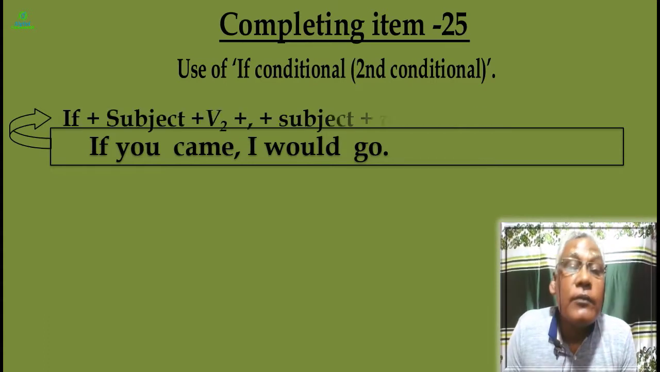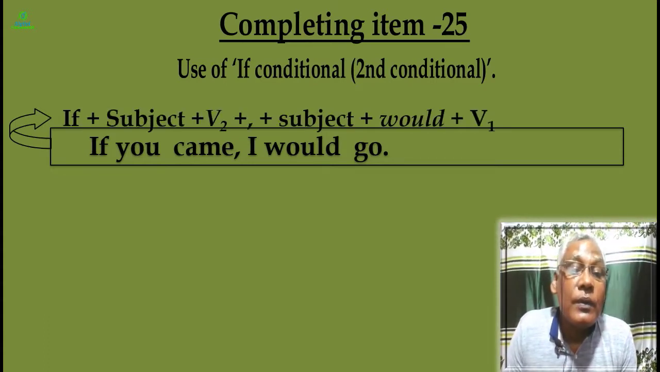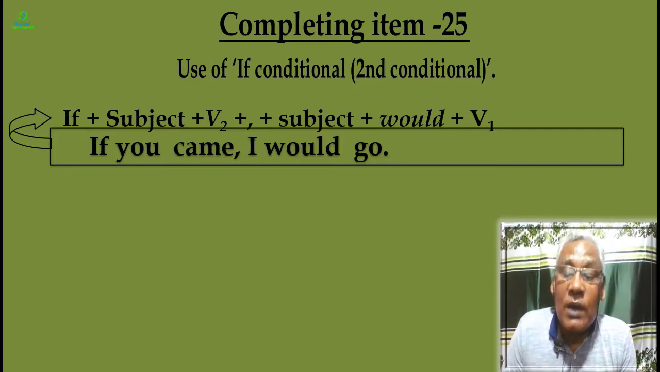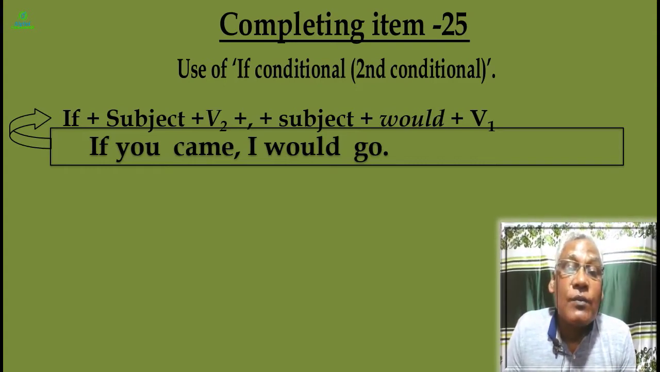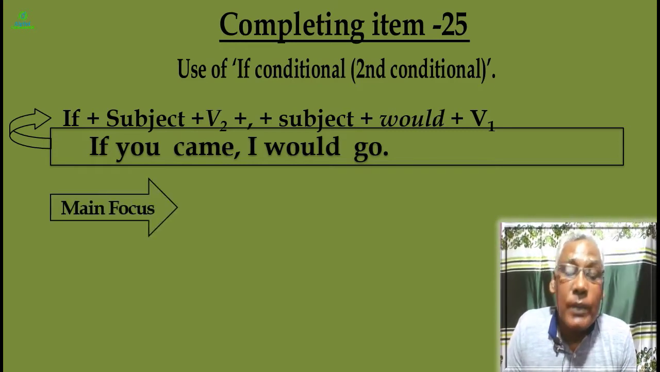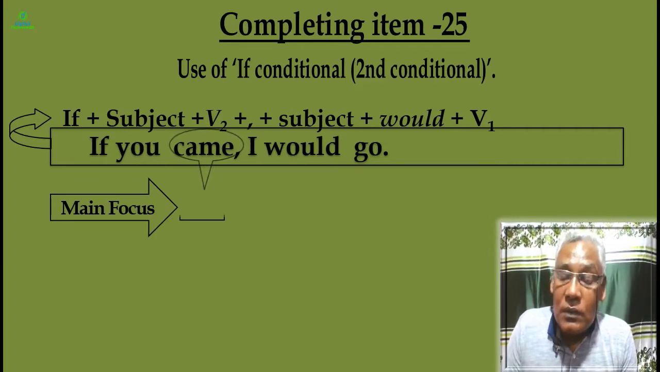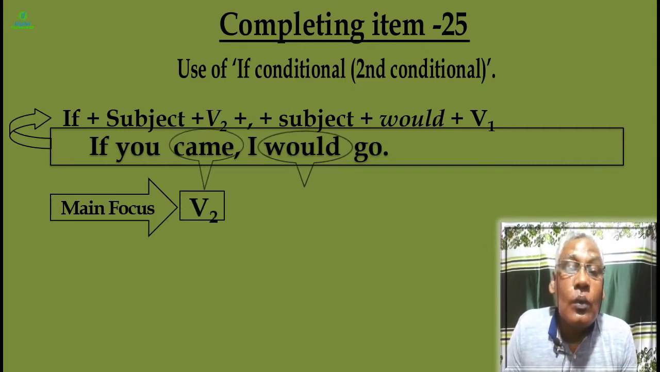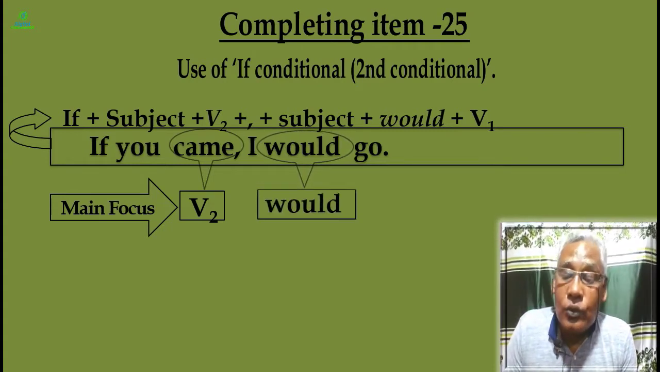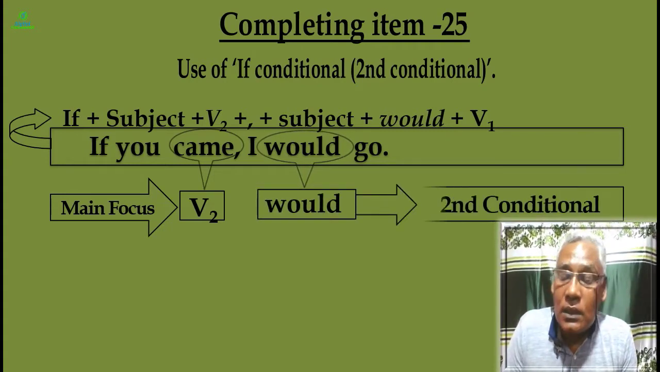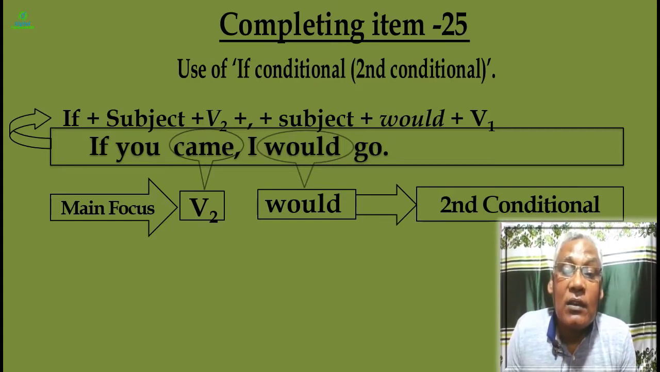So look at it, the phrase: if plus subject plus verb 2, plus subject plus would plus verb 1. After would, we usually use verb 1. So this is the structure, if plus subject plus verb 2, plus subject plus would plus verb 1. So the main focus should be on the main verb 2 and the second clause would. Have you noticed it? Okay, that is called second conditional.